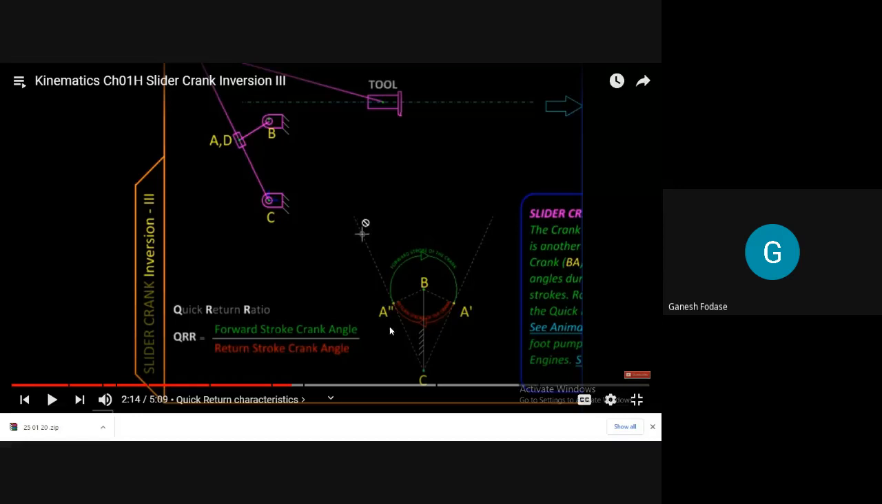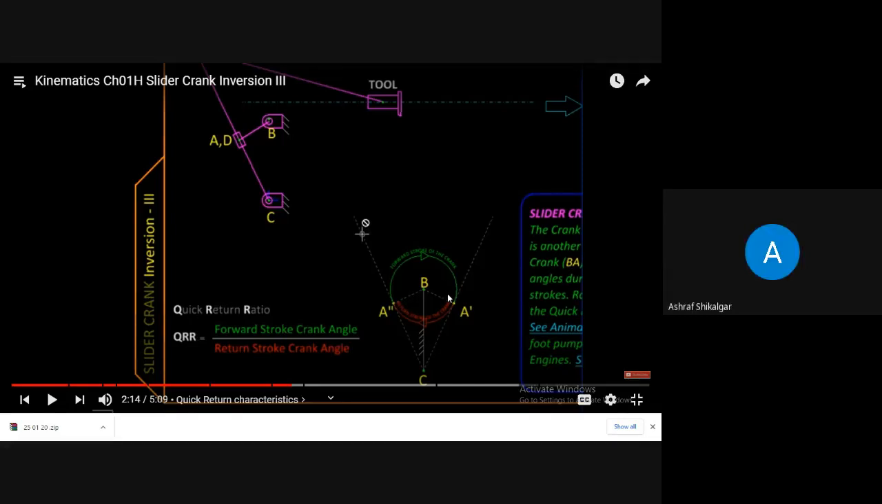Now you can see this diagram. Tell me, when the crank is moving, this is your fixed link, let's say BC, and BA double dash and BA dash are the positions of the crank. When the crank is moving from BA double dash to BA dash, which stroke occurs? Forward stroke, or you can say cutting stroke, right? When it is moving from BA dash to BA double dash, what happens? Return stroke.